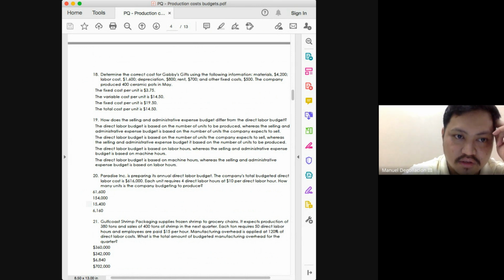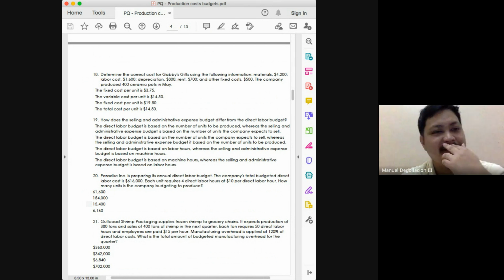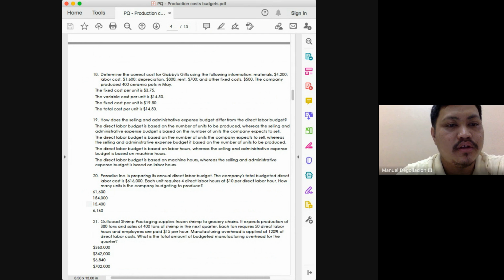Okay. The total cost per unit is not 14.5. That's just the variable cost. You will have to add the fixed cost, which was computed at 5 per unit. So if you would be asked how much is the total cost per unit, your answer here would be 19.5.